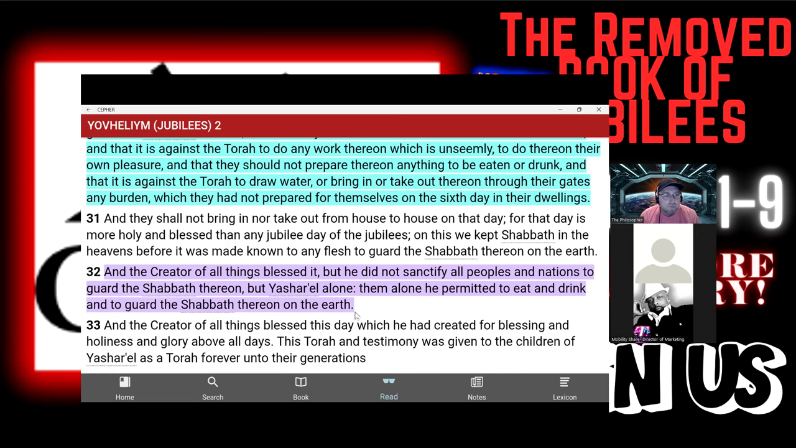And the creator of all things blessed this day which he had created for blessing and holiness and glory above all days. This Torah and testimony was given to the children of Israel as a Torah forever unto their generations. Forever. That's right. Forever.